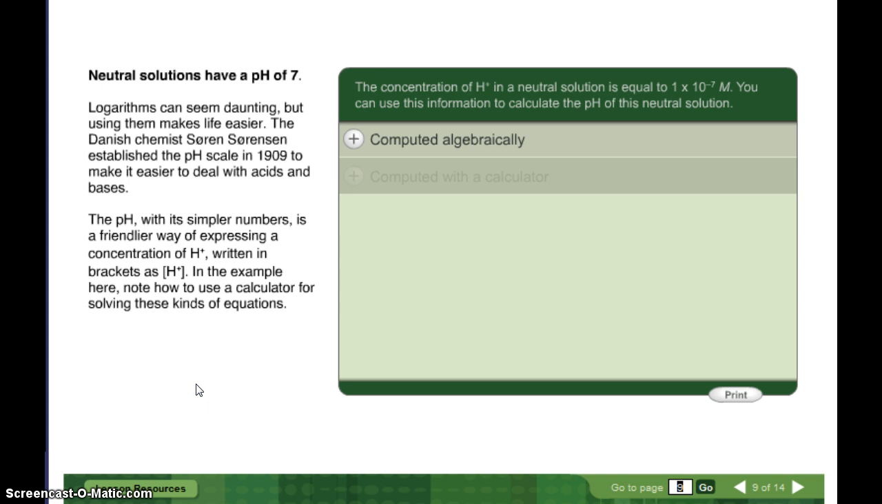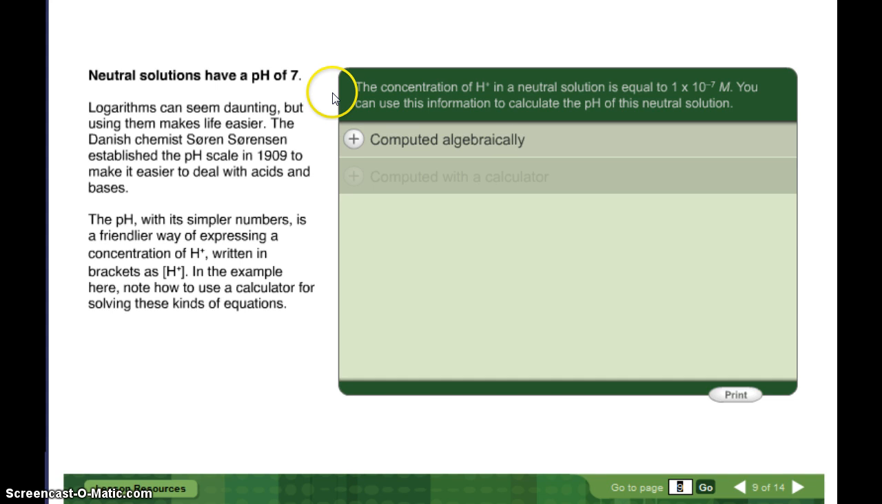Logarithms can seem daunting, but using them makes life easier. The Danish chemist Soren Sorensen established the pH scale in 1909 to make it easier to deal with acids and bases. The pH, with its simpler numbers, is a friendlier way of expressing a concentration of hydrogen ions, written in brackets as concentration of hydrogen ions.